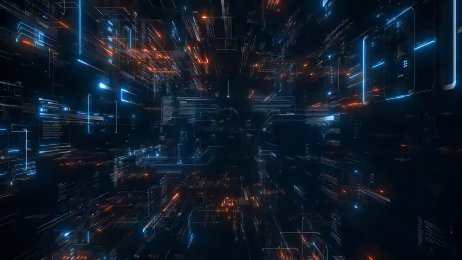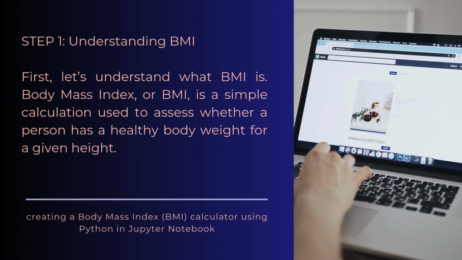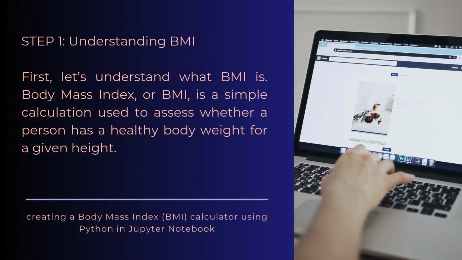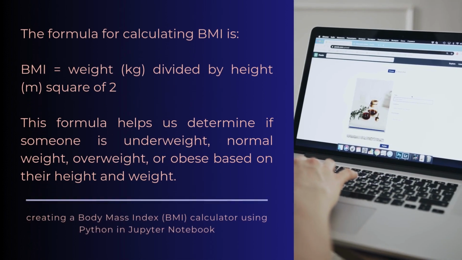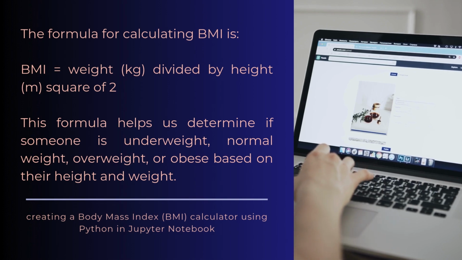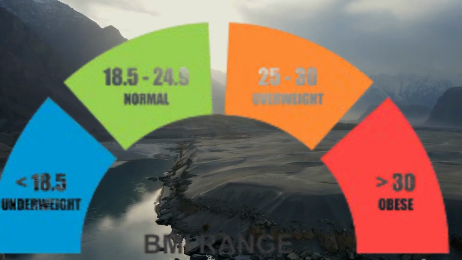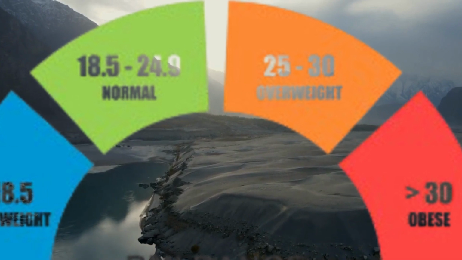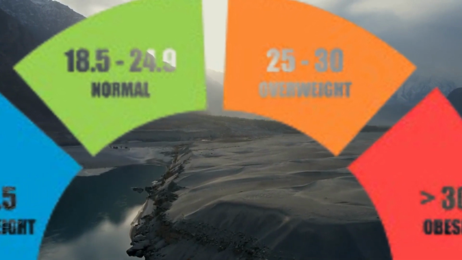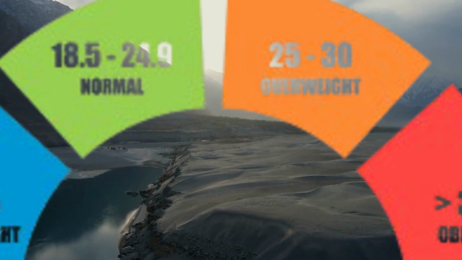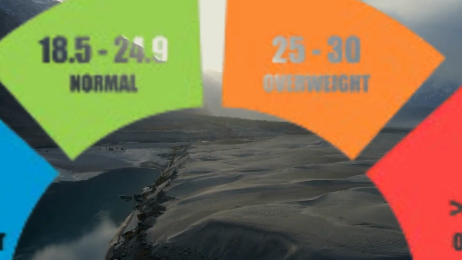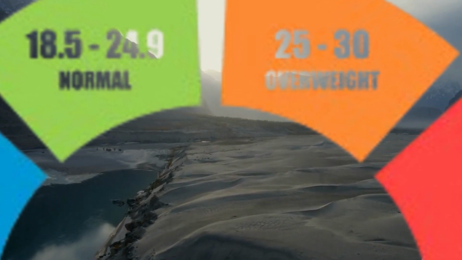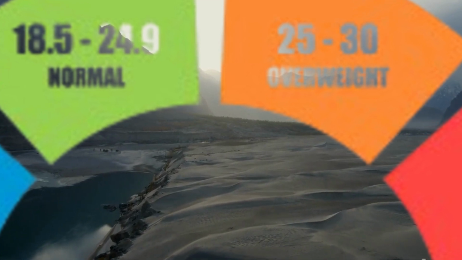Step 1. Understanding BMI. First, let's understand what BMI is. Body mass index, or BMI, is a simple calculation used to assess whether a person has a healthy body weight for a given height. The formula for calculating BMI is BMI equals weight in kg divided by height in meters squared. This formula helps us determine if someone is underweight, normal weight, overweight, or obese based on their height and weight.